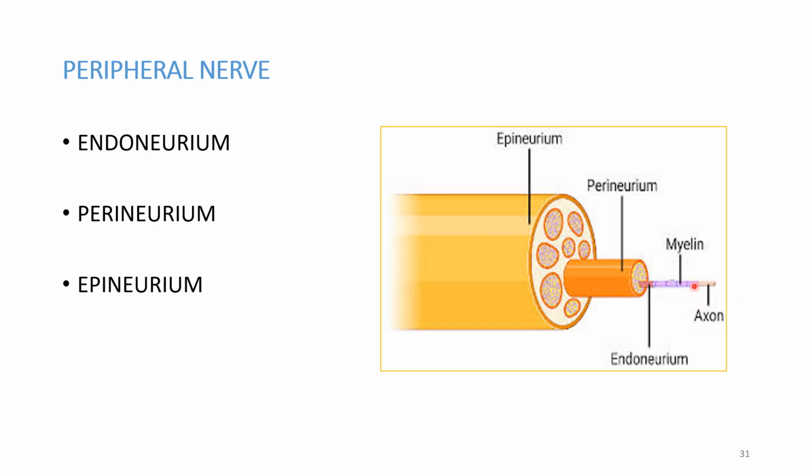Then a group of axons is called a fasciculus. Each fasciculus is surrounded by perineurium. Then this whole nerve is surrounded by epineurium.